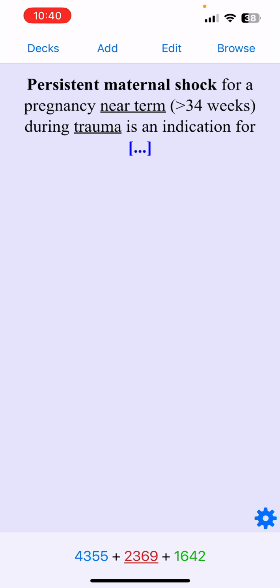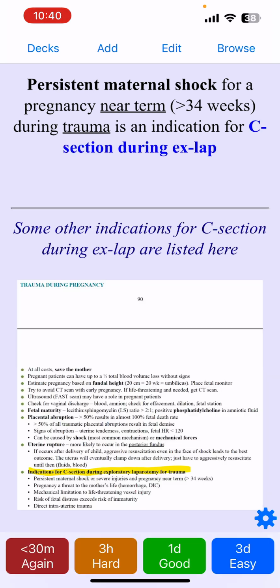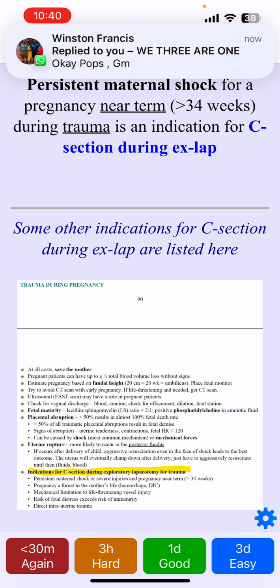Persistent maternal shock for pregnancy near term during trauma is an indication for what? Delivery? I don't know. C-section during exploratory laparotomy. Okay.